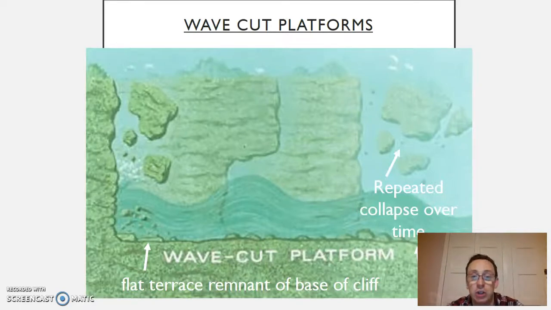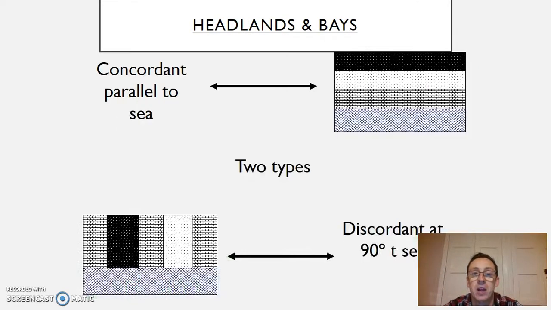So reasonably short and straightforward, this one, but it's always a good one because it's quite short and straightforward. Next, headlands and bays. Now, with headlands and bays, we can split this into two subcategories. We've got concordant bays, and we've got discordant ones.